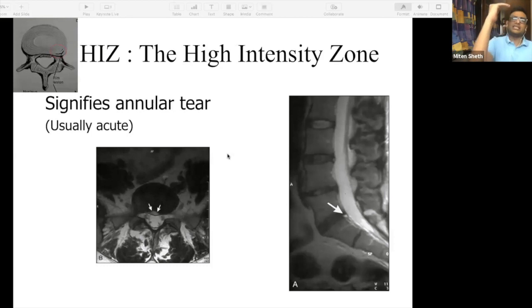It means a sudden increase in back pain. That happens because the disc has had an annular tear, which means the outer protective layer of the disc has torn. On an MRI, that is going to look like a white spot on a black disc. Which means the patient has an annular tear, which is reported as a high intensity zone on a disc.